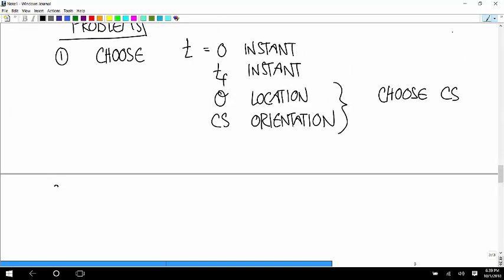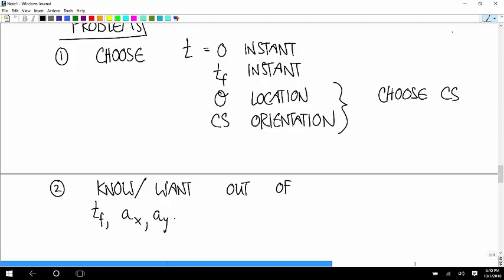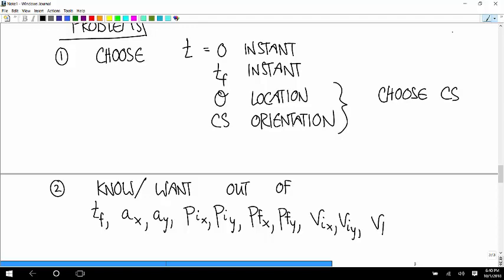The next step is to list out the variables you know and the variables you want. But now there's a whole bunch you have to deal with. So this is out of that whole list that we just came up with. Time final, acceleration, x and y, position initial, x and y, position final, x and y, v initial, x and y, and v final, x and y.